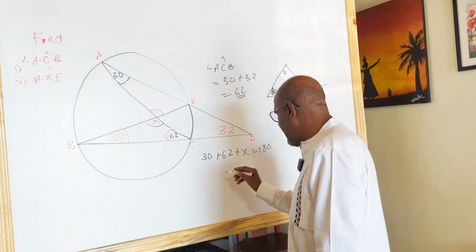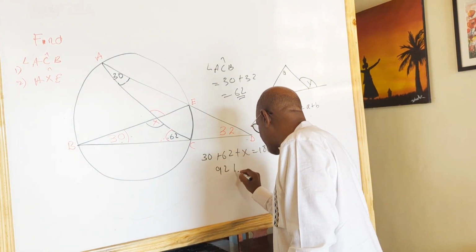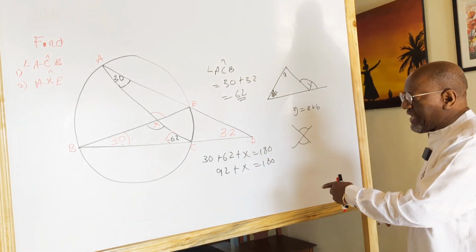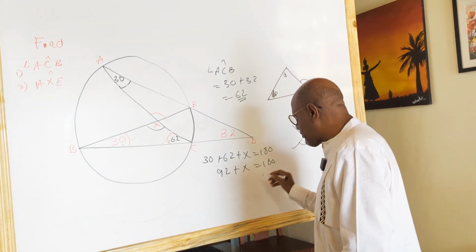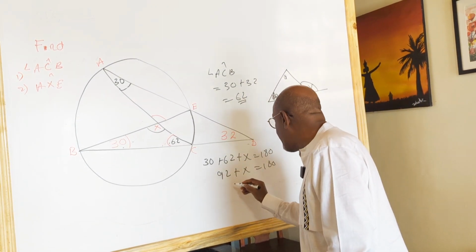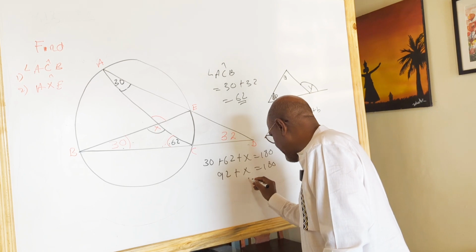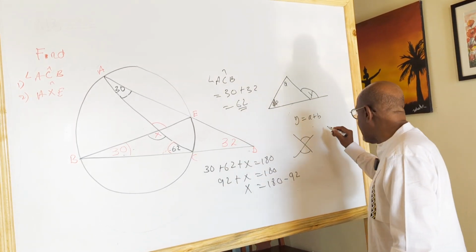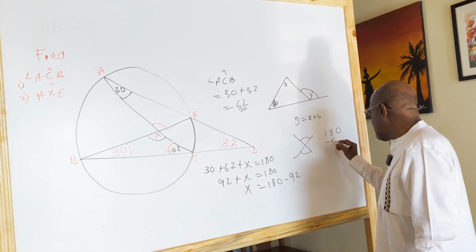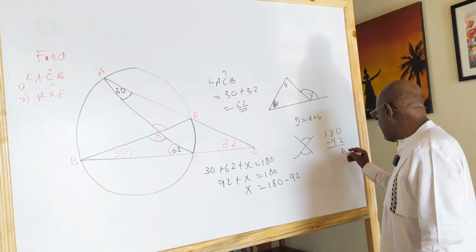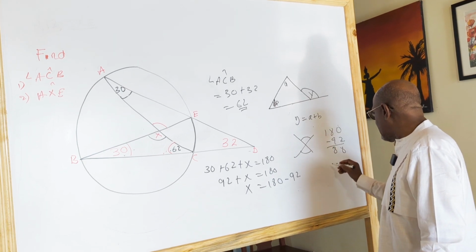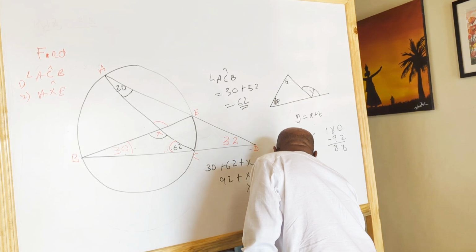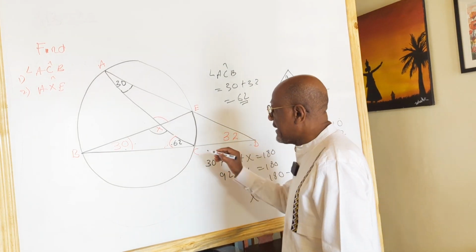So this would be 92 plus X is 180. We would like to find X. So subtract 92 from both sides, and we get X equals 180 minus 92. So let's see, 180 take away 92, 2 and 8 is 10, so it's 10 and 8 is 18, so 88. So X is 88 degrees.